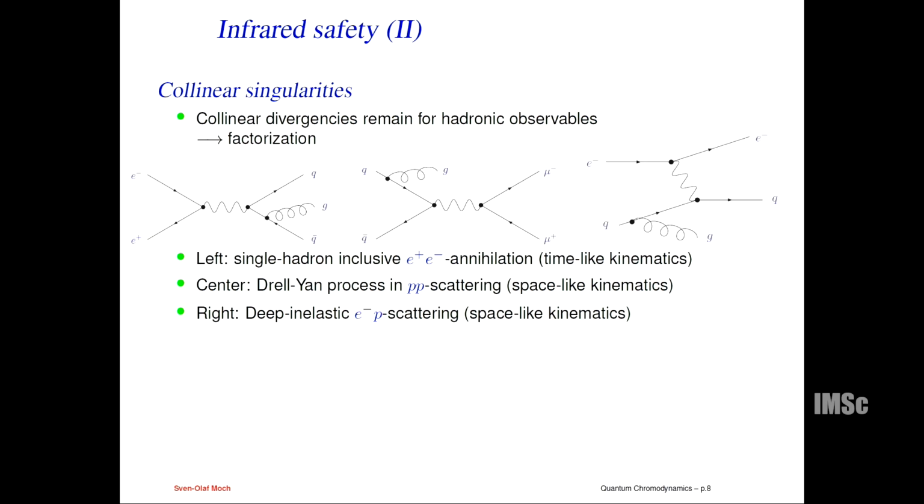Or I can look at deep inelastic scattering, where I put this process here in the t channel, with photon exchange in the t channel, and I have the electron scattering off a quark, and then I have gluon emission either from the initial or the final state quark. So basically the same type of physics: those collinear singularities also appear in other types of processes.